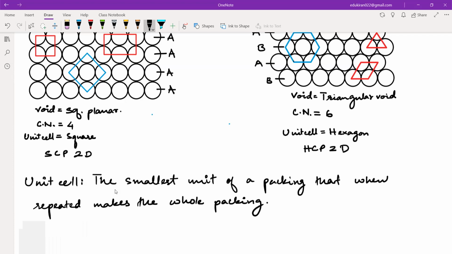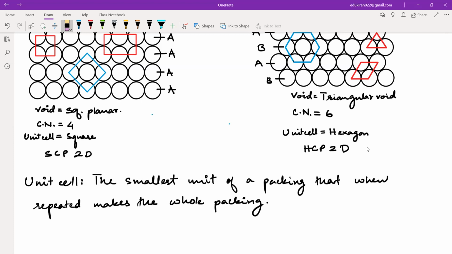Sir, can we say the packing as lattice? That we will come to later on. Crystal lattice is actually when we represent the atoms as points. If we keep the atoms as points, then we say that is a lattice. So lattice is a representation of packing. Okay. So this is unit cell.